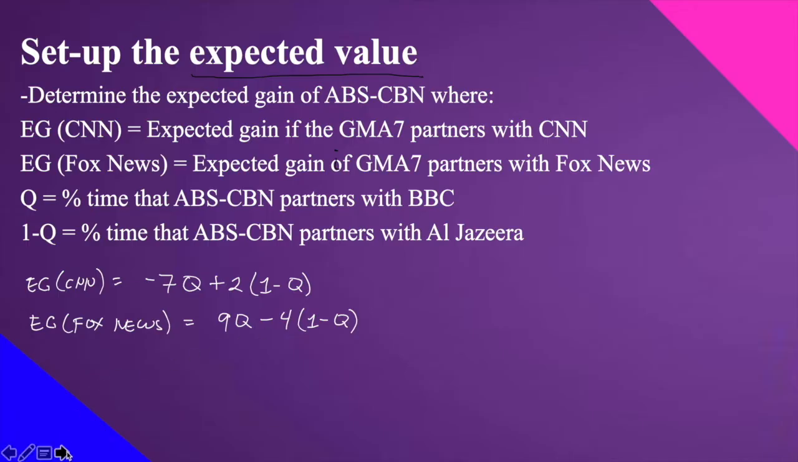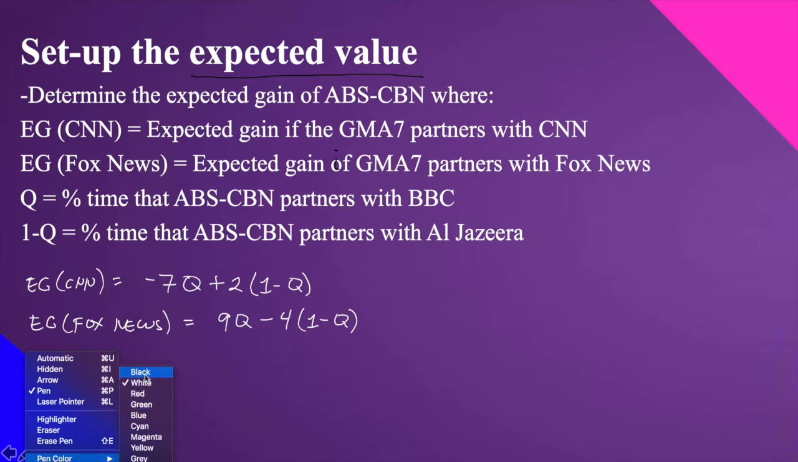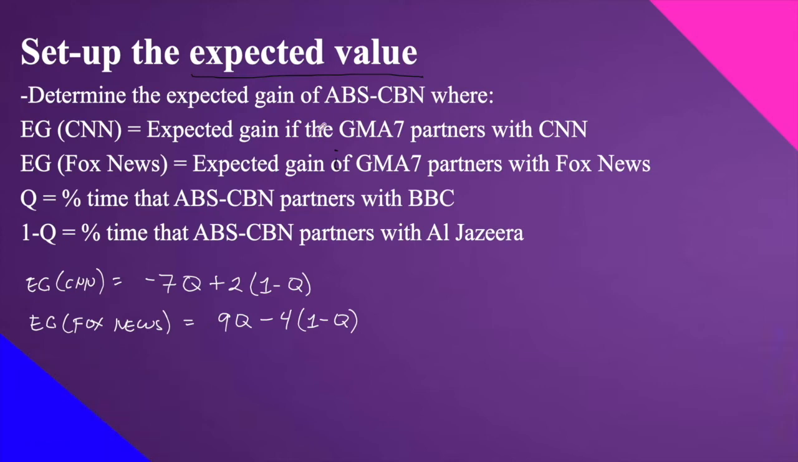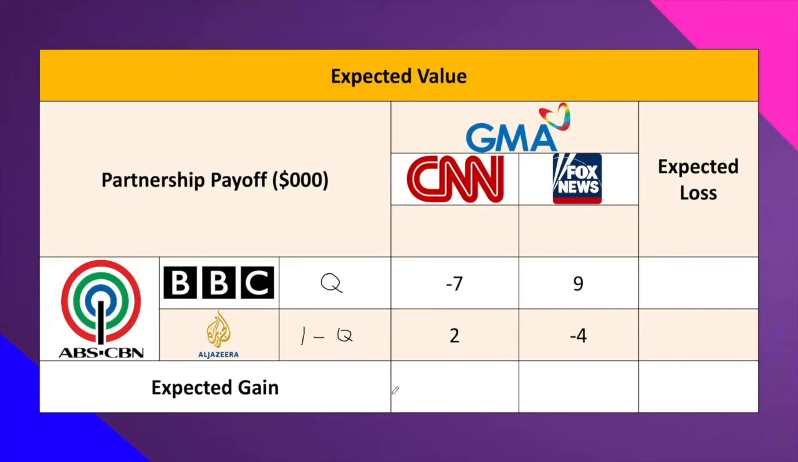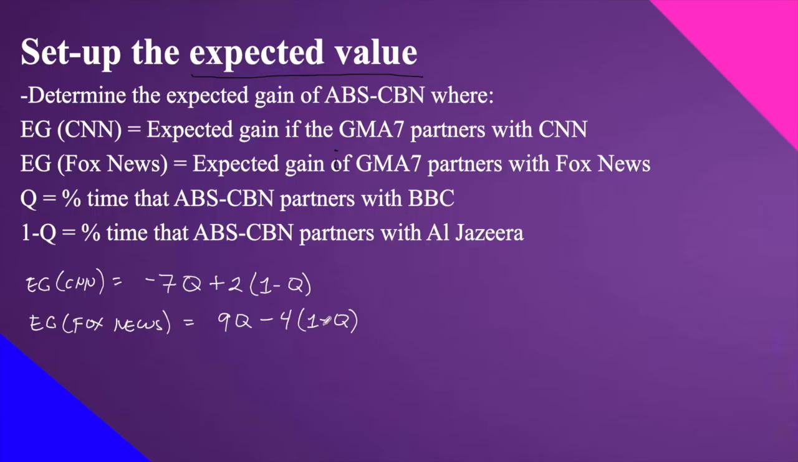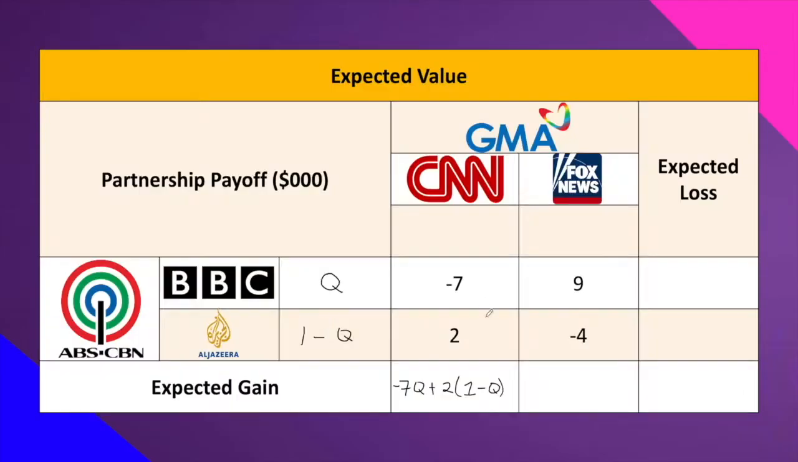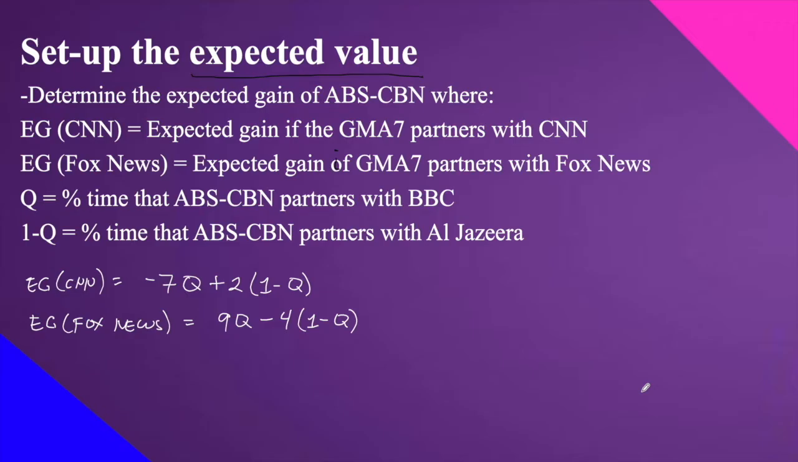Now, guys, this EG for CNN and Fox News, actually, we can write it on our table. No, negative 7Q plus 2 multiplied to 1 minus Q. Lagay natin dito. Ito yung value kabuuan if ever na nakipag-partner si GMA kay CNN. Okay? Next, 9Q minus 4 multiplied to 1 minus Q. Lagay din natin sa table natin. That is for the expected gain ng ABS-CBN.